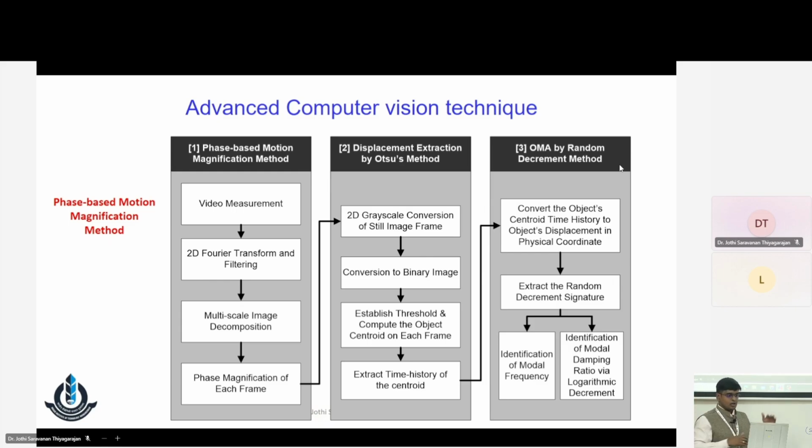Once I do the phase magnification for one frame, next I go to the Otsu method, which is an old Japanese method, where they try to convert the RGB image into grayscale.